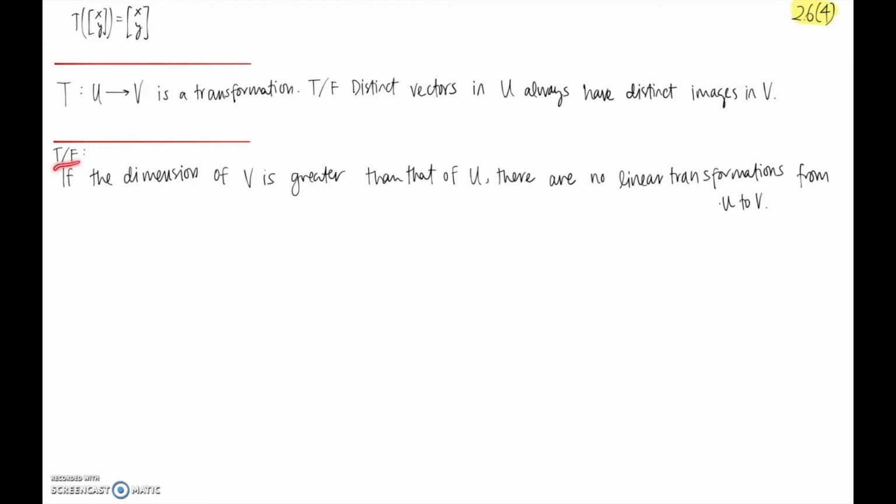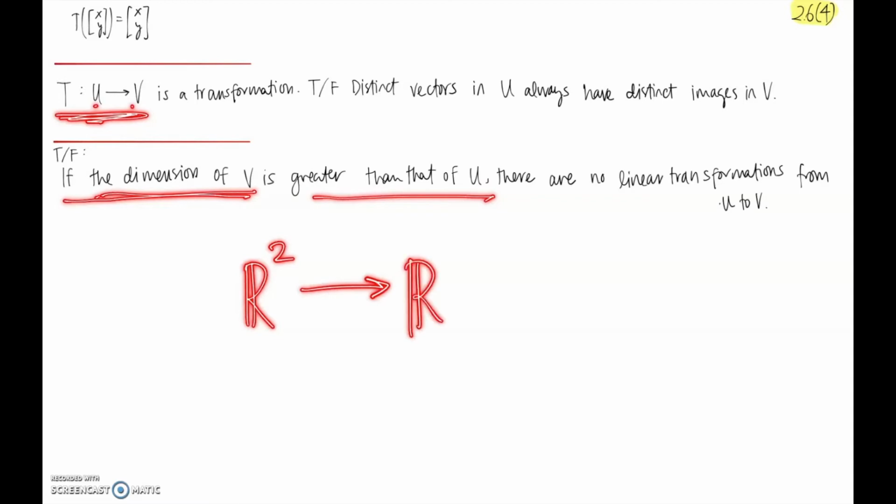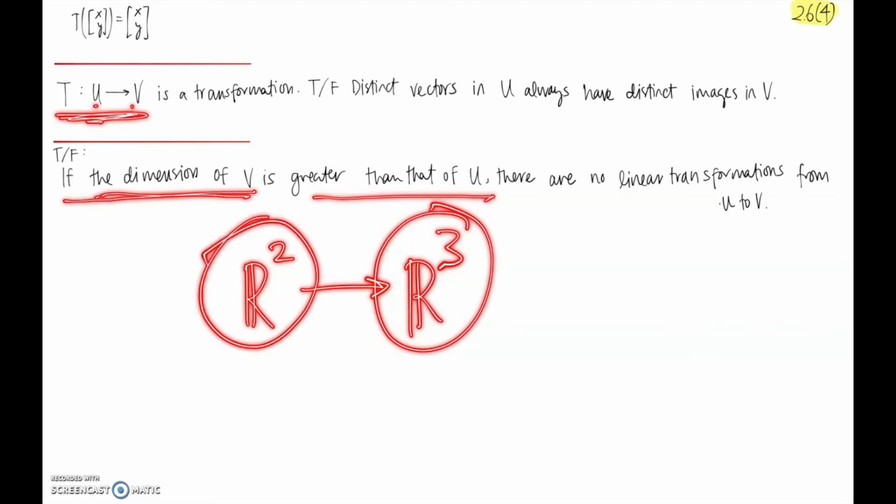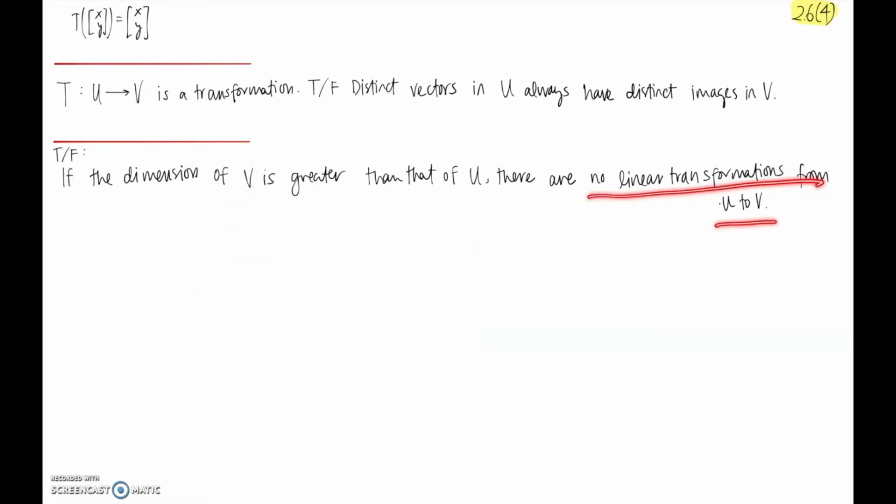Another true-false question, talking about a transformation from U to V: if the dimension of V is greater than that of U, so you can think of going from R2 to R3, then there are no linear transformations from U to V. My hint on this one is, can you think of a matrix that takes you from R2 to R3 as a transformation? And what do we know about matrices in relation to linear transformations?